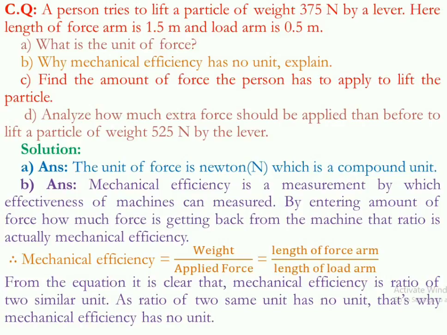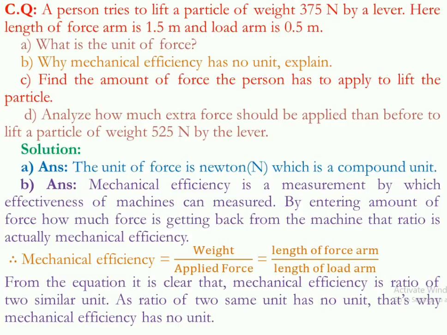In our book, we have also seen that mechanical efficiency is also the ratio of length of force arm and length of load arm. So we can write mechanical efficiency equals weight divided by applied force, and that equals length of force arm divided by length of load arm, because these two ratios are equal to mechanical efficiency. And look here, weight is one kind of force and applied force is also one kind of force. And length of force arm and length of load arm also have the same unit.